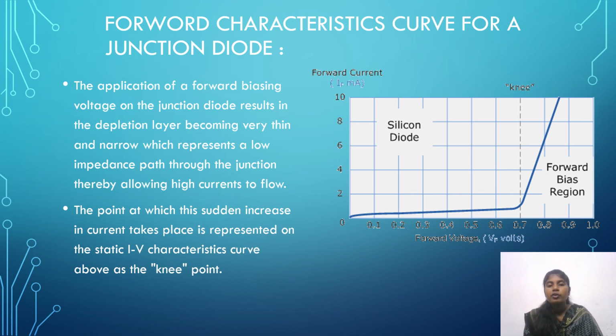The application of forward bias voltage to the junction diode results in the depletion layer becoming very thin and narrow, which represents a low impedance path through the junction, thereby allowing high current to flow. The point at which this sudden increase in current takes place is shown on the static VI characteristics. The figure shows the characteristics of the forward bias.